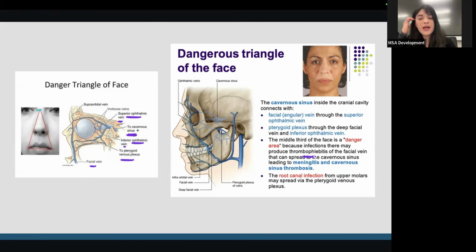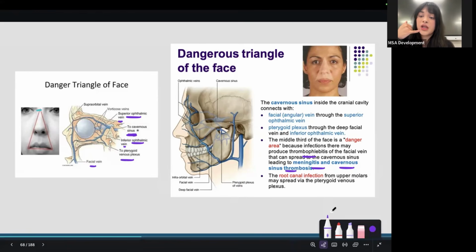For example, what would happen if there was a pimple on your face and you popped it, and there was bacteria in the pimple, and then it went into the facial vein, and then to the angular vein, and then to the superior ophthalmic vein, and then to the cavernous sinus. So the pimple reached your brain because there were no valves in the middle to stop the blood going back, right? That's basically causing the infection to spread from your face to the brain, and that is why it's called the dangerous triangle. It's going to lead to meningitis and cavernous sinus thrombosis. So that's the order you need to know: facial vein, angular vein, superior ophthalmic vein.